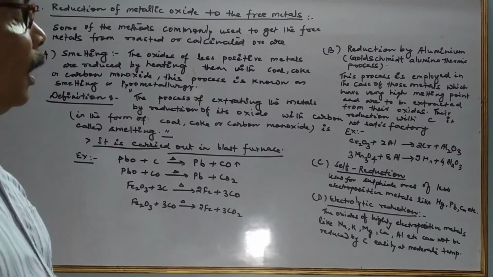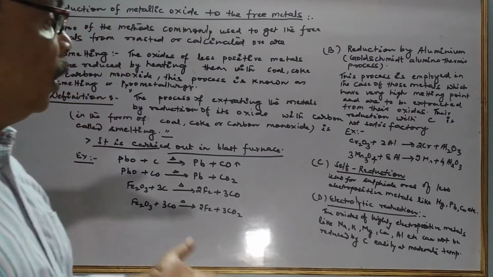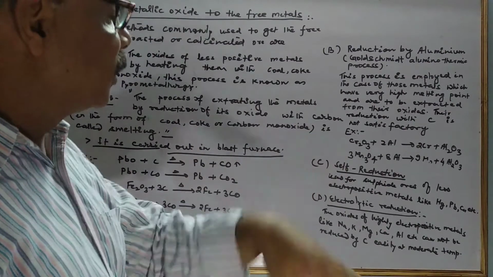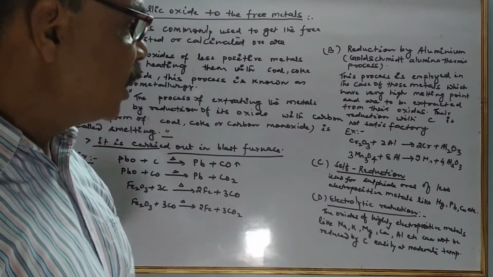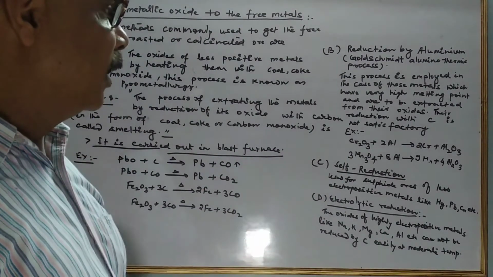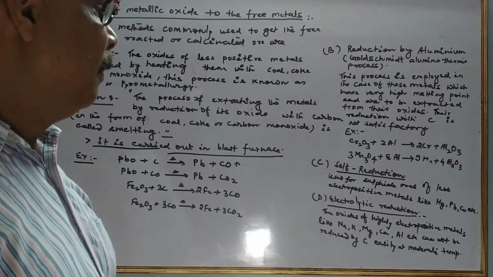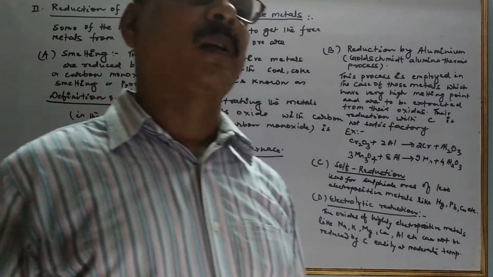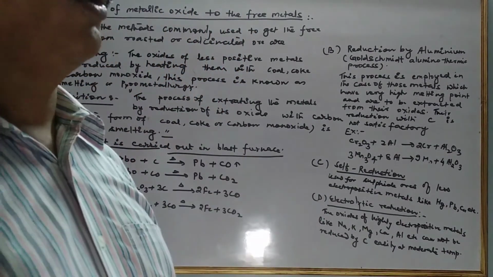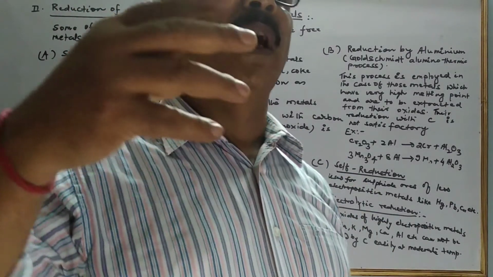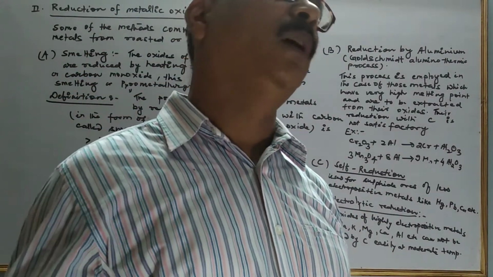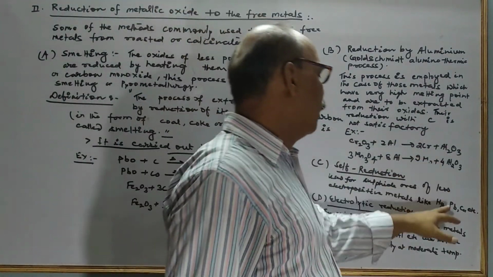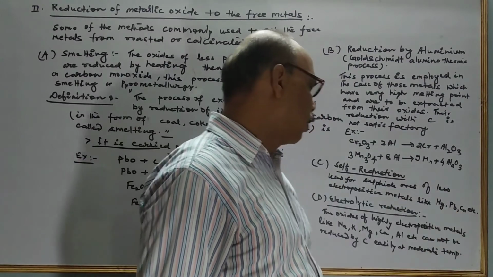Some concentrated ores which contain sulfide undergo self-reduction also. These are the less electropositive metals like mercury, like lead, like copper. And what happens when they are heated in presence of oxygen? Some part of the sulfide ore gets converted into oxide, and that metallic oxide then further reduces the sulfide ore to give the crude metal of mercury, of lead, or copper.